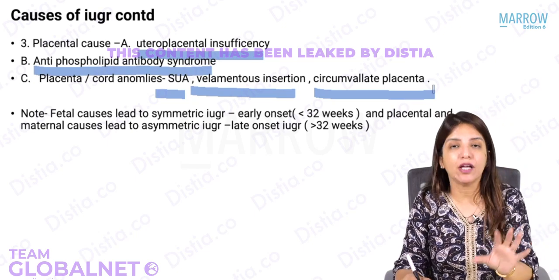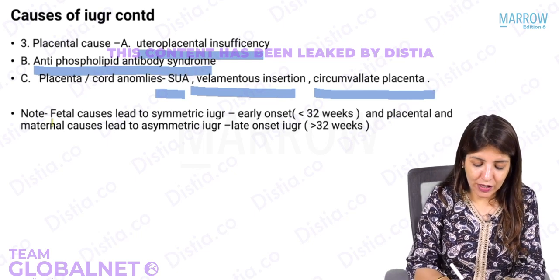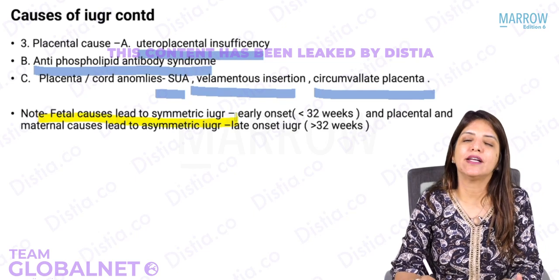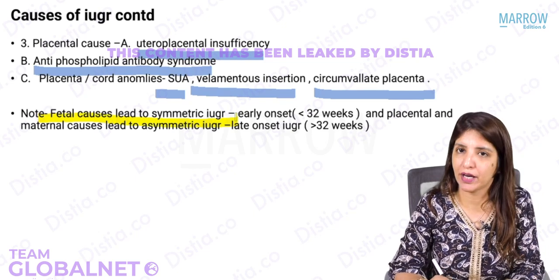Now, a very important concept which you have to understand is that when fetal causes lead to IUGR, it leads to symmetrical IUGR, which happens early in pregnancy.